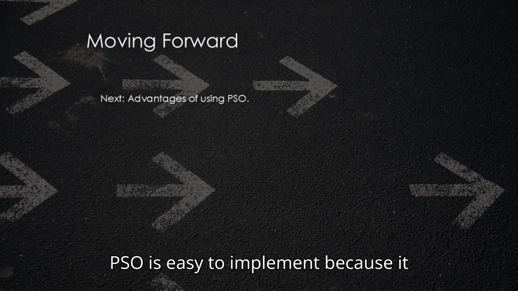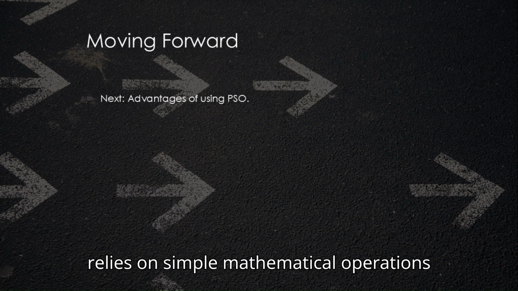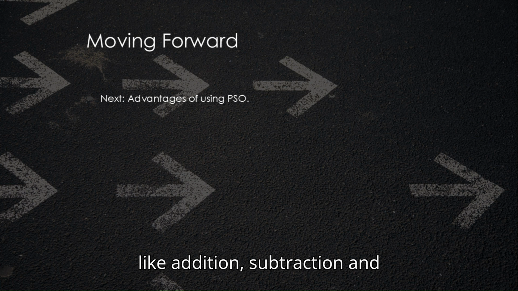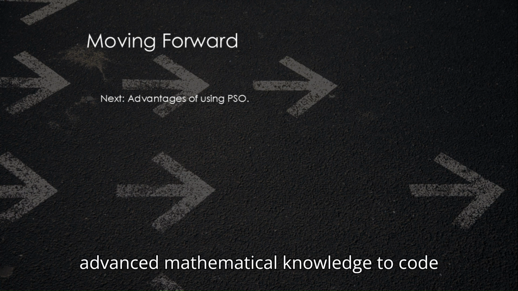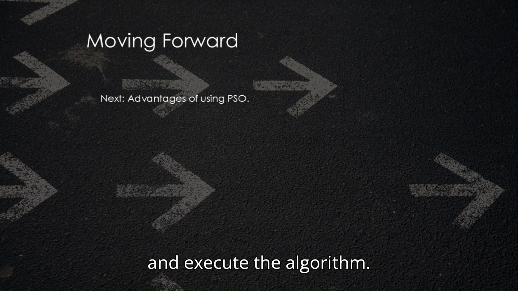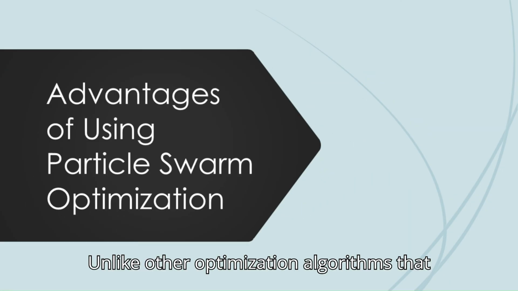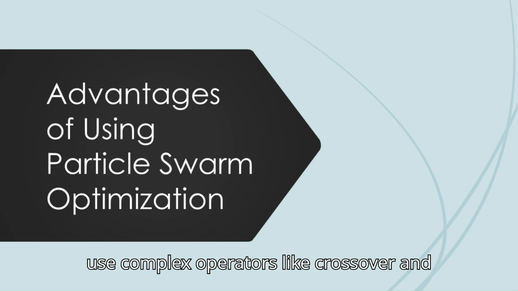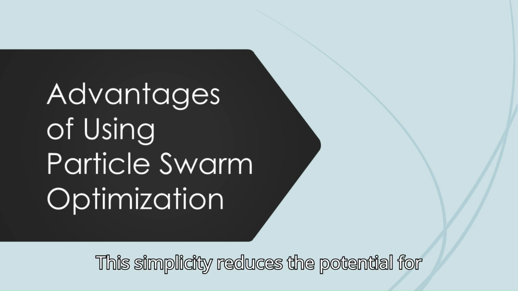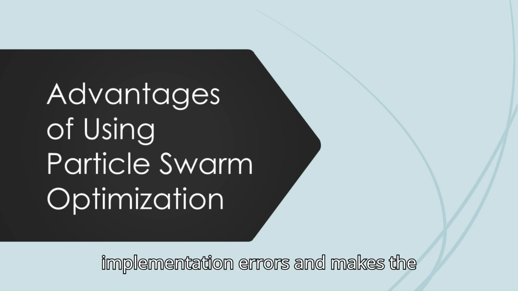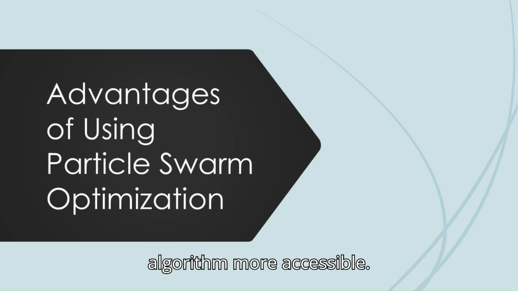PSO is easy to implement because it relies on simple mathematical operations like addition, subtraction, and multiplication. This means you don't need advanced mathematical knowledge to code and execute the algorithm. Unlike other optimization algorithms that use complex operators like crossover and mutation, PSO doesn't require these. This simplicity reduces the potential for implementation errors and makes the algorithm more accessible.